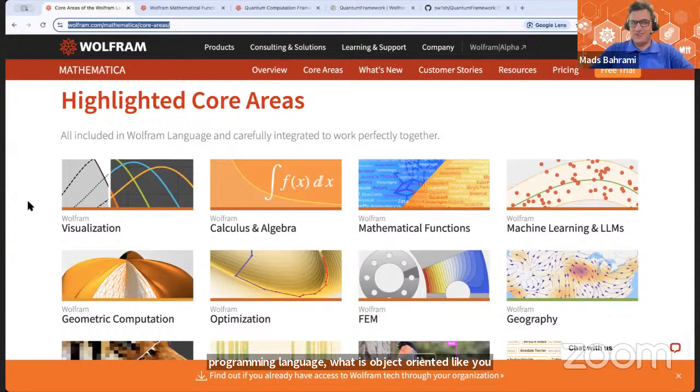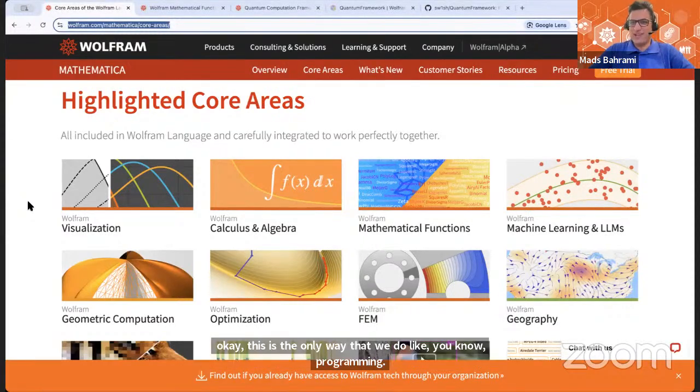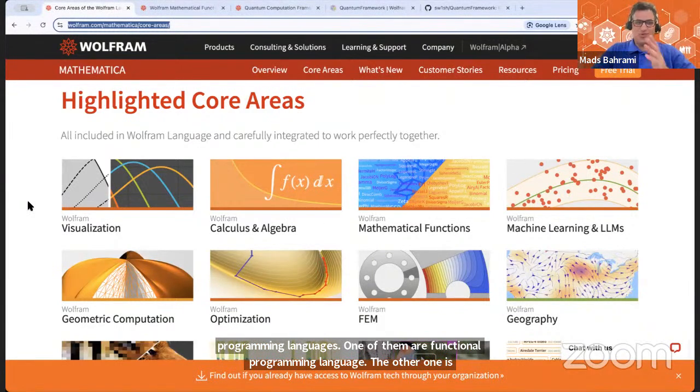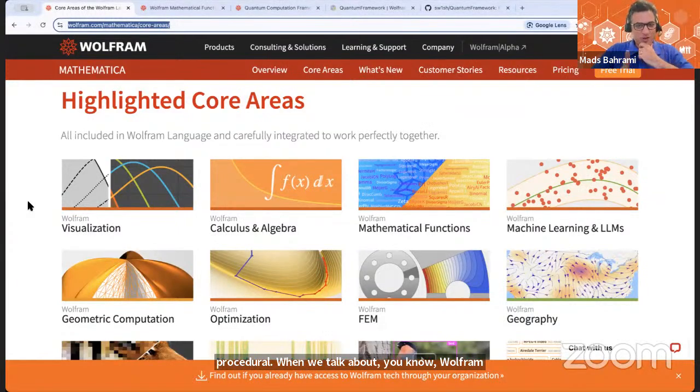Just a reminder, there are two main paradigms in programming languages. One of them is functional programming, the other one is procedural. When we talk about Wolfram Language, Wolfram Mathematica, keep in mind it's a functional programming language. So it's fundamentally different from most things that you have seen in your programming courses.